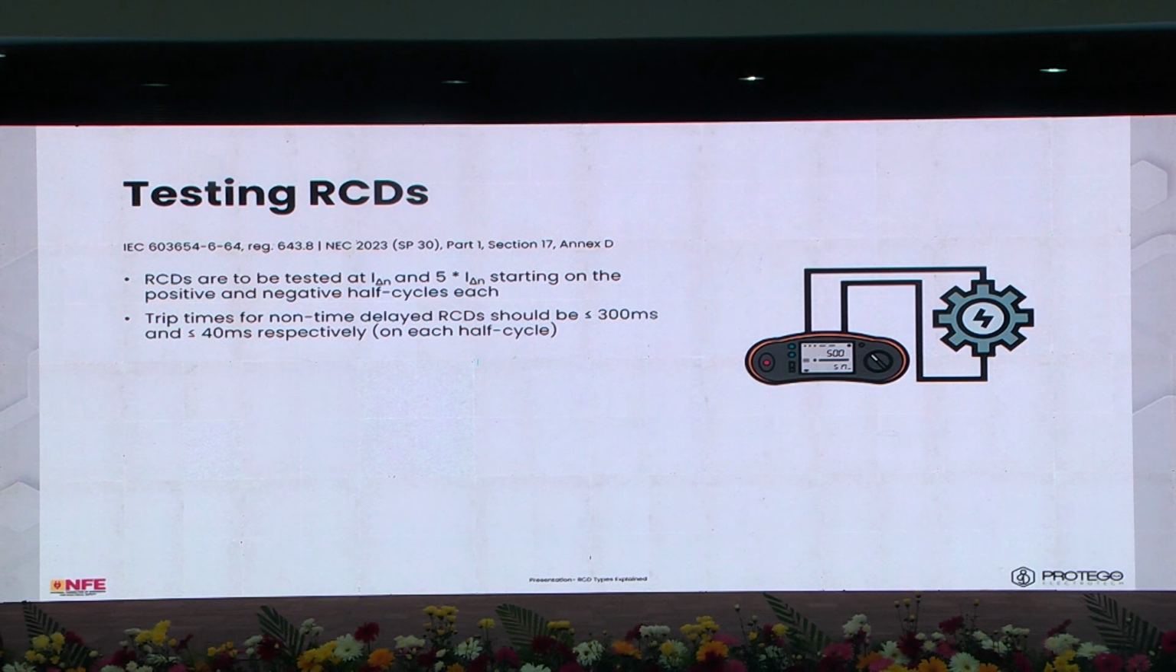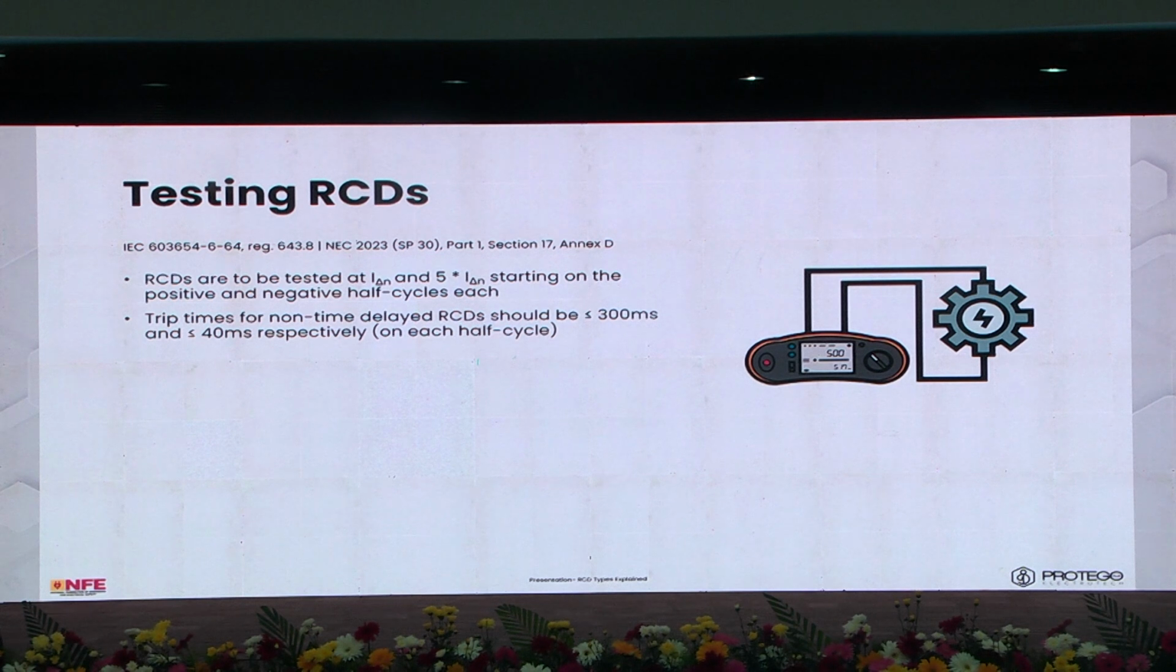So generally when you test RCDs, and I'm sure Sonal's instruments do this, you have to test them at the rated residual operating current, which is I delta N, and 5 times I delta N. And you have to do this at the positive and negative half cycle. So when the sine wave goes up, you have to do it there, and when it goes down. So that's a total of 4 tests. And the trip times should be less than or equal to 300 milliseconds for I delta N, and less than or equal to 40 milliseconds for 5 times I delta N.